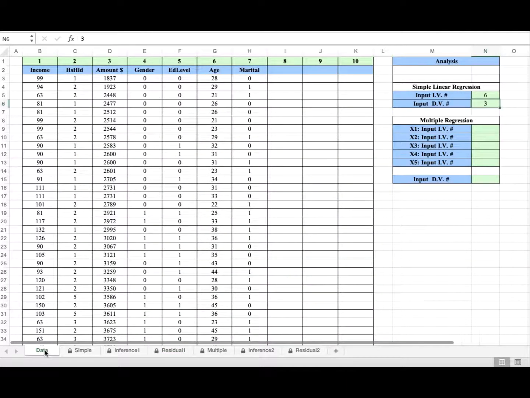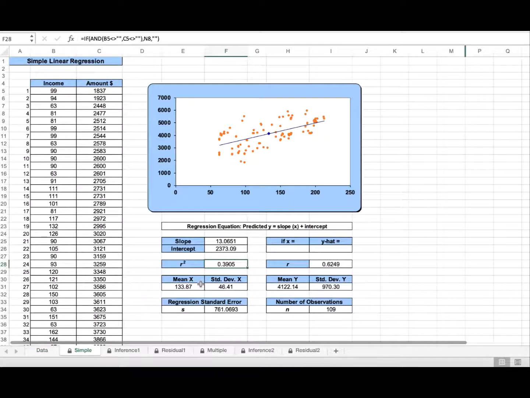Let's try another one. Remember, we need a quantitative independent variable like income. Let's check our results. Income also shows a moderately strong linear relationship. Again, it's positive with a correlation R equal to 0.6249. This equation explains a little bit more, 39% of the variability in spending. So we can also see that as a single predictor of spending, income is a little bit better than age.